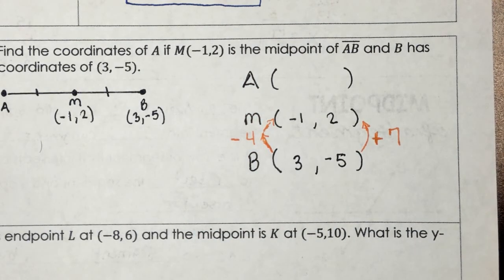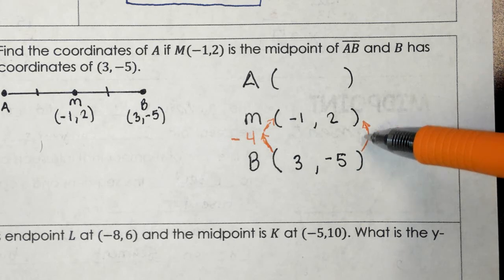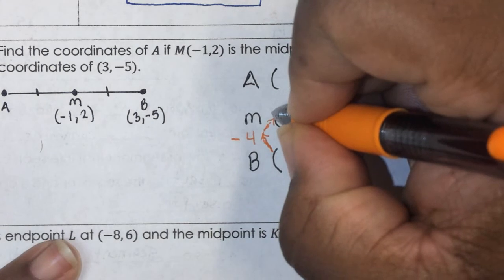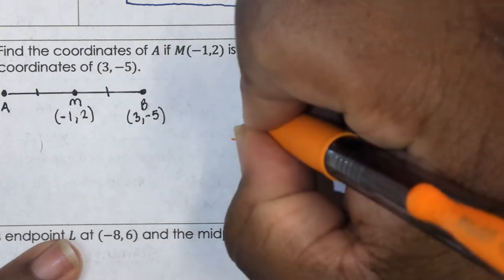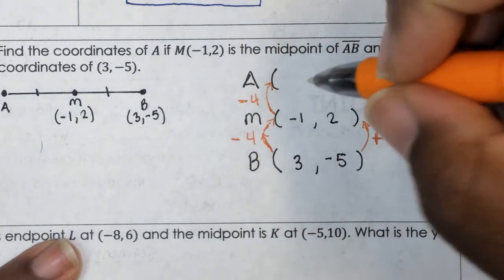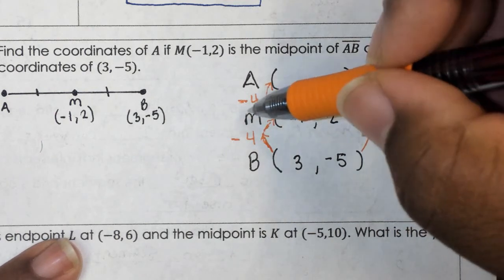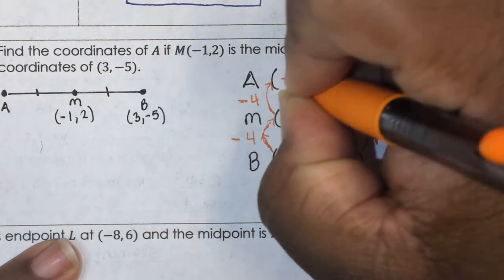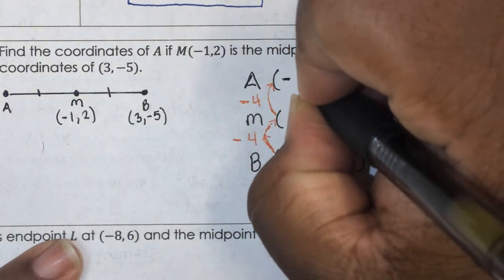From B to M, my change in X was -4. From B to M, my change in Y was +7. If that's the case, I just need to apply that again now. I'm going to go from here, from M to A now, and I'm going to do that same change. On this side, I'm going to do a -4 right here, but I'm minusing 4 from the -1 now. So from -1, if I take 4 more away, where do I end up at? -5. Let me do that. So it's -1 minus 4. It's -5.